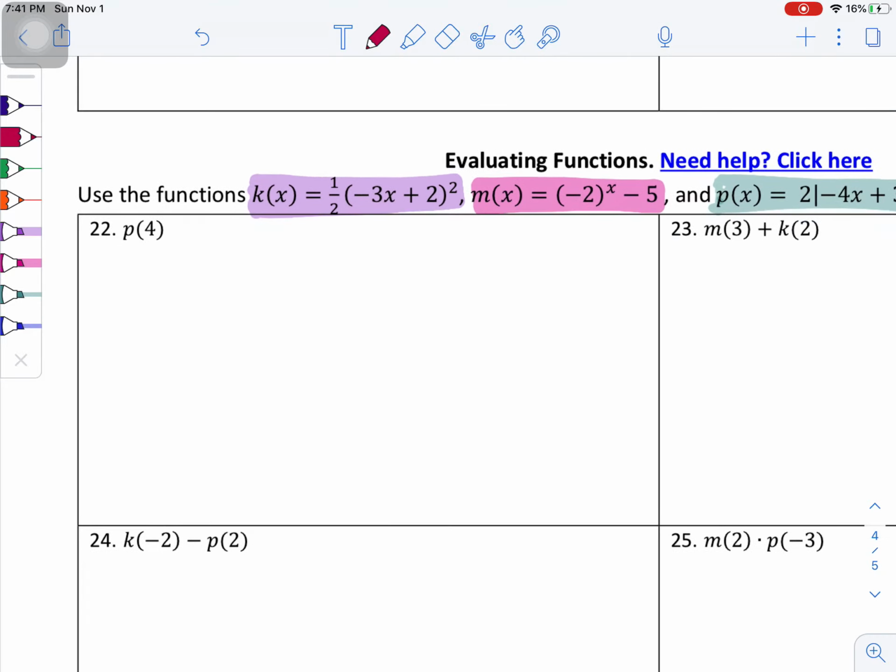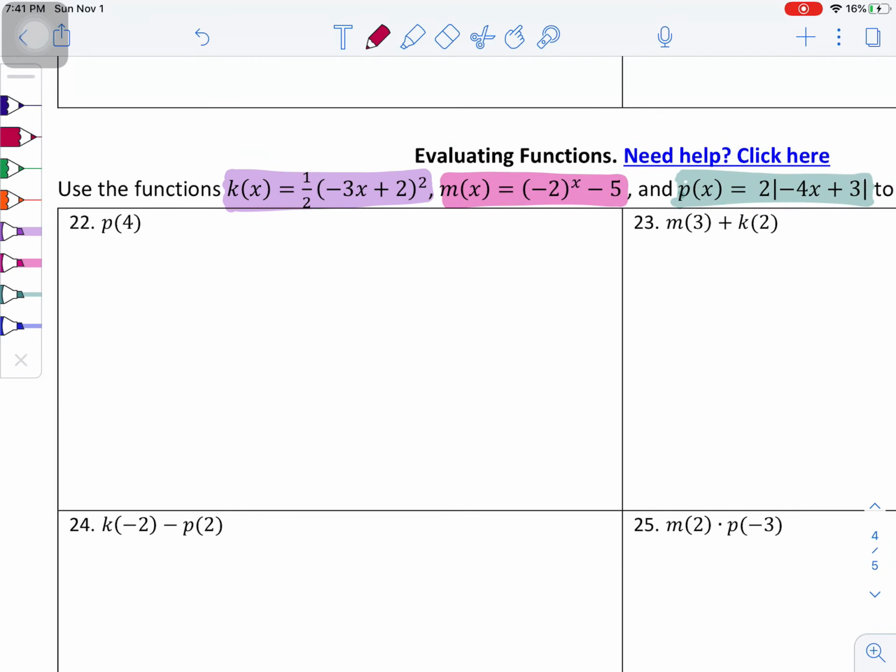So I'm going to zoom in on problem number 22. I'm not going to zoom that far, though, because this particular problem says I need to use the p function, which is right here. And if I zoom in too far, I won't be able to read this. So p of 4 means I'm going to take the p of x function, and every single place I have an x, I am going to replace it with the number 4. Okay. All right. Now, if you have a calculator handy, go ahead and pop this whole thing in your calculator. I'm just going to do it in my head pretty quickly.